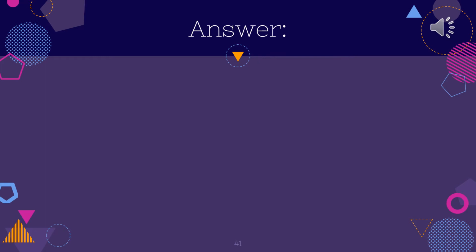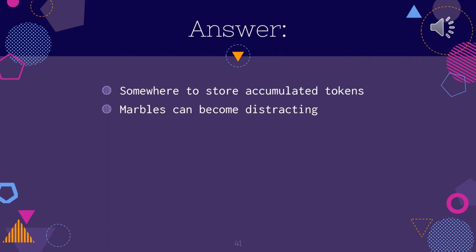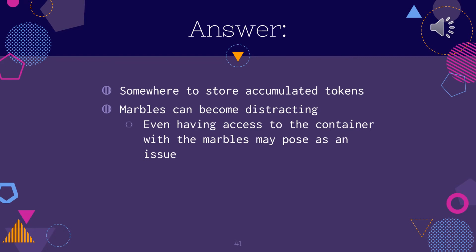The answer to the question, what might you need, for a client who is earning marbles as tokens would be somewhere to store the accumulated tokens. Marbles, in and of themselves as tokens, can become distracting for a client. Even having access to the container that they are stored in with the marbles may pose as an issue. So it might be important to also have control over the container. On your homework sheet, fill in the answer, somewhere to store accumulated tokens. I'll now give you some time to get that answer filled in.